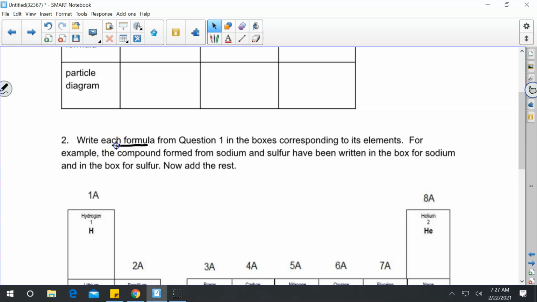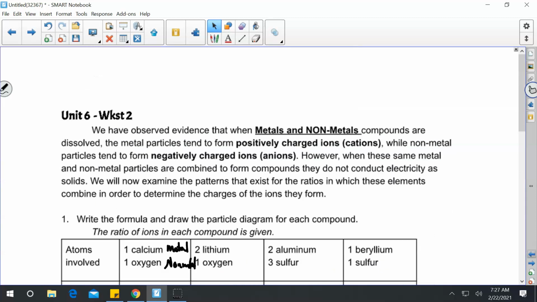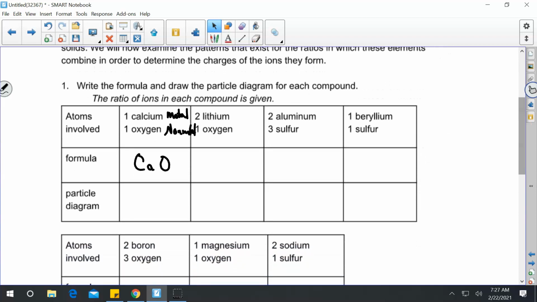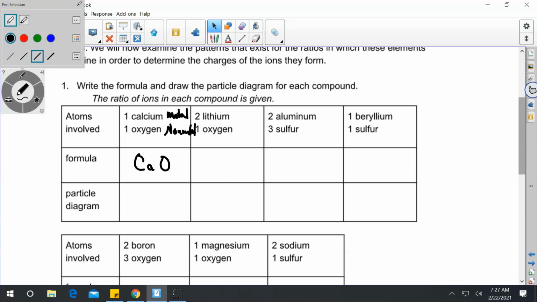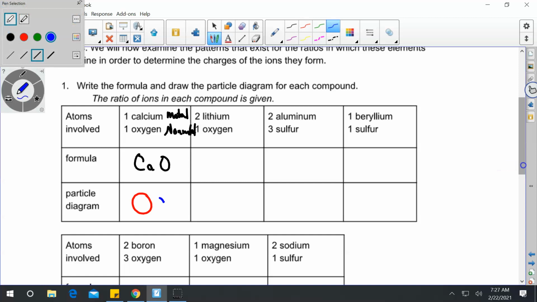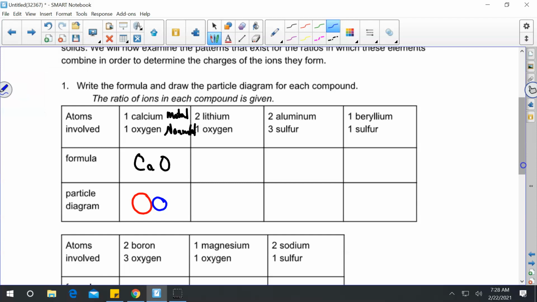So I'm going to go back and do the formula for this one. I had done the compound, calcium and oxygen, and now we want to write the particle diagram. We've already written the formula, so we're going to do the particle diagram. I'm going to say there is 1 calcium. I'm going to draw it like this. And then there is 1 oxygen. I'm going to draw it like that. So I'm just going to do 2 circles, make them different sizes to say yes, they're 2 different substances that are combined to make this compound.